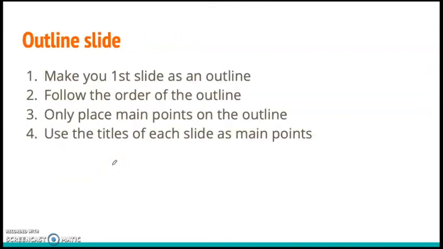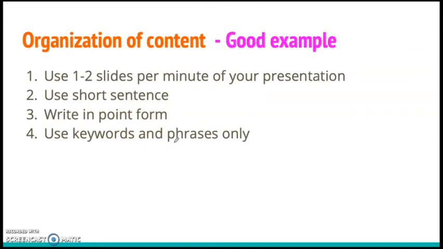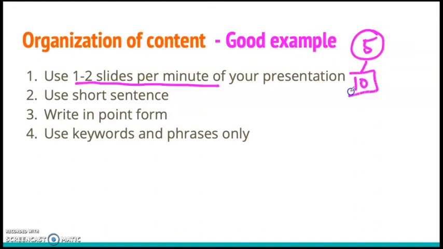First, you need to make an outline of your presentation. The first slide is the outline, which is a table of contents. Throughout your presentation you need to follow the order of the outline, only place the main points, and use the main points in the outline as the title for each slide. A good example is 1 to 2 slides per minute. So in total you have 5 minutes, right? So maybe a maximum of only 10 slides if you allocate 2 slides per minute.